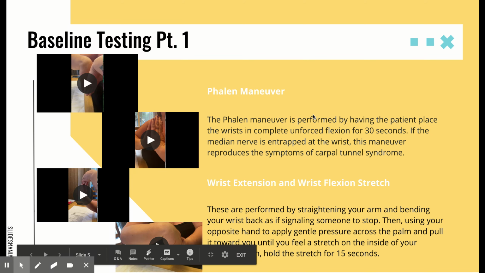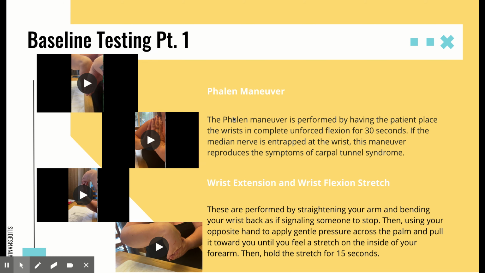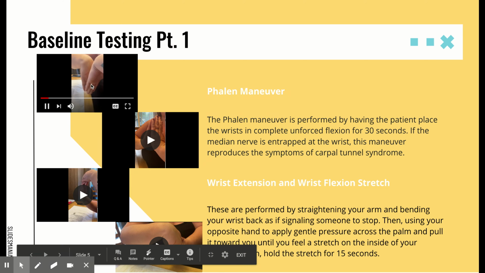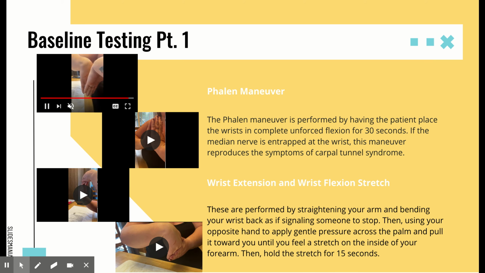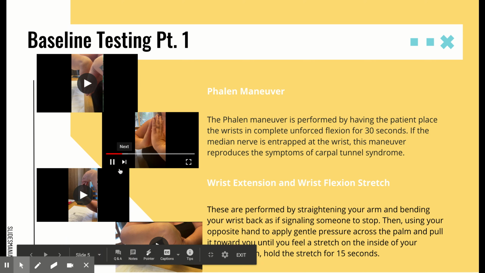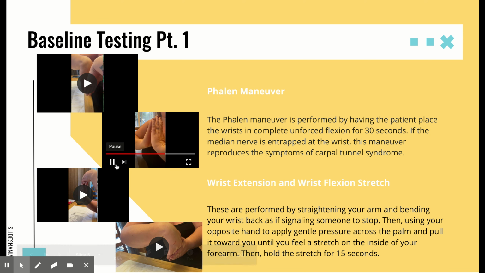For my baseline testing, I did the Phalen maneuver first, which is where you have the patient place their wrist in complete unforced flexion for 30 seconds. If the median nerve is entrapped at the wrist, this maneuver reproduces the symptoms of carpal tunnel syndrome. As you can see here, her hands are not completely together and her elbows are relaxed. And then in the second position, her elbows are also relaxed, but also putting pressure on the fingers.